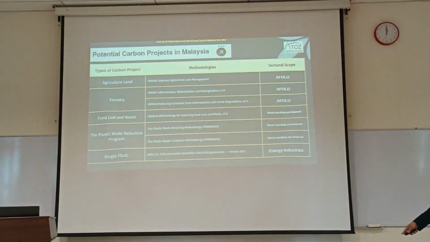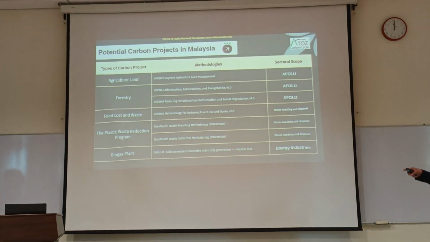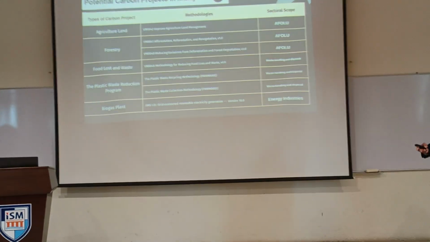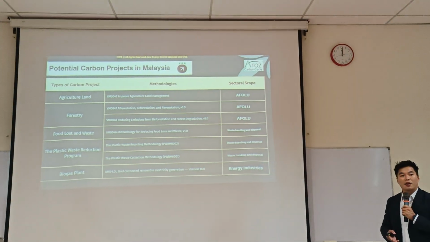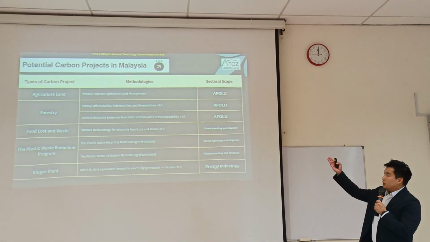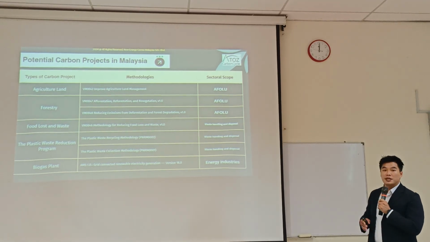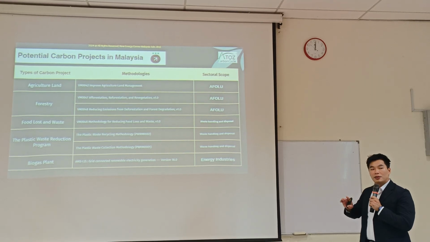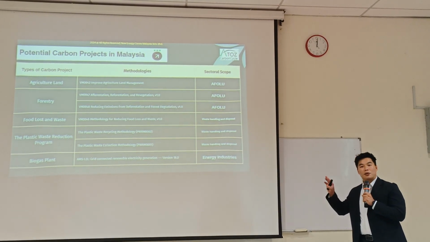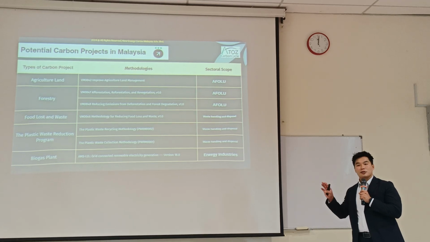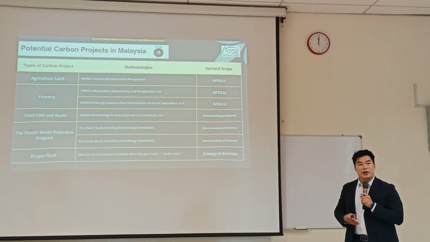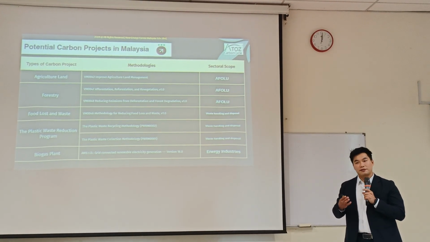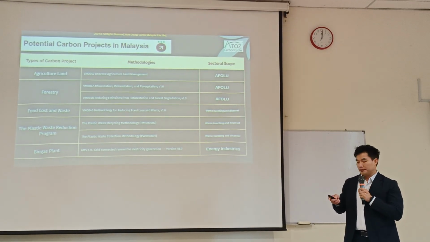So these are the potential carbon projects in Malaysia. This methodology is based on Vera. For agriculture land, let's say durian, palm oil, avocado, you can look at VM0042, which is improved agricultural land management. All of this is in the public domain. You can go to www.vera.org. What we want is to spread the awareness that if you want to do carbon projects, it is better for you to do it according to the standards.